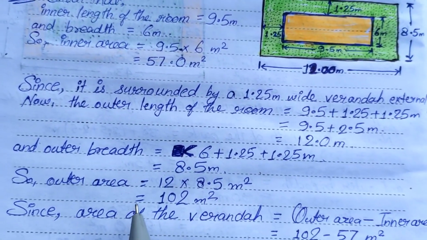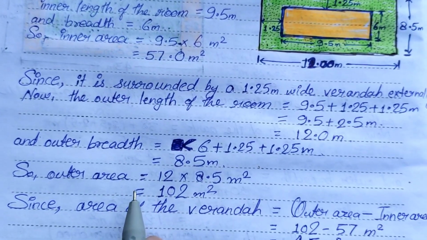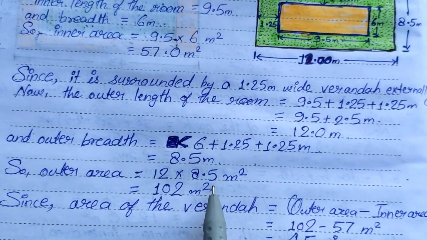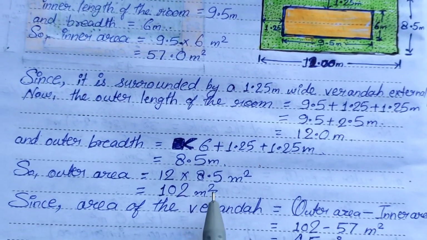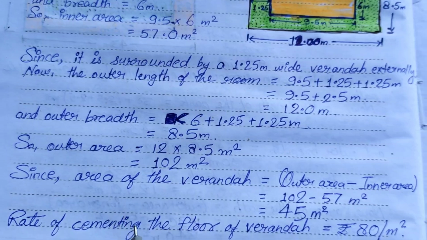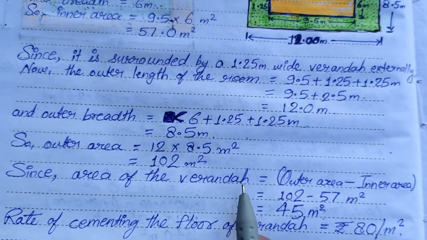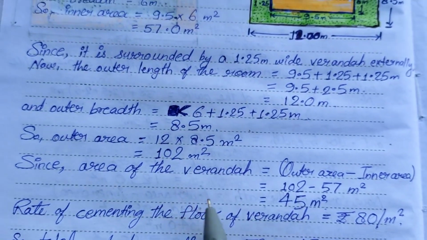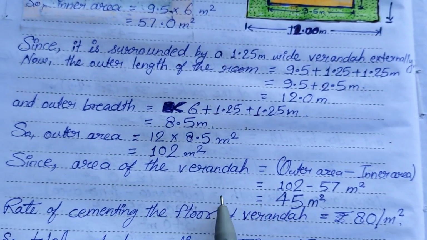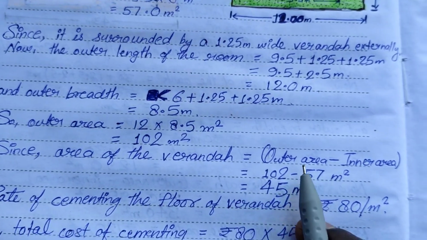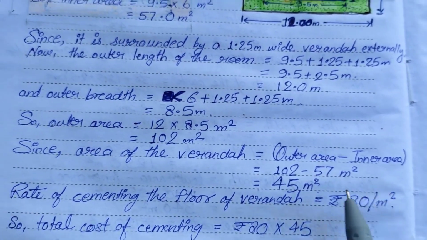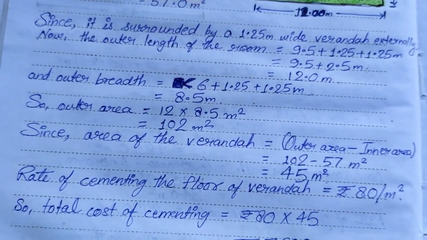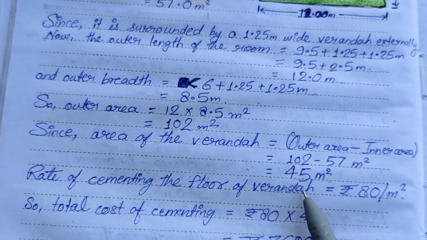So let's find out the outer area, or say total area with veranda. We have length into breadth, that is 102 meter square, the total area of the figure. We have to find the area of veranda because we have to find the total cost of cementing the veranda. So first we have to find the area of veranda. So area of veranda goes like outer area minus inner area. So subtract the inner area from outer area, we have 45 meter square. So the area of the veranda is 45 meter square.